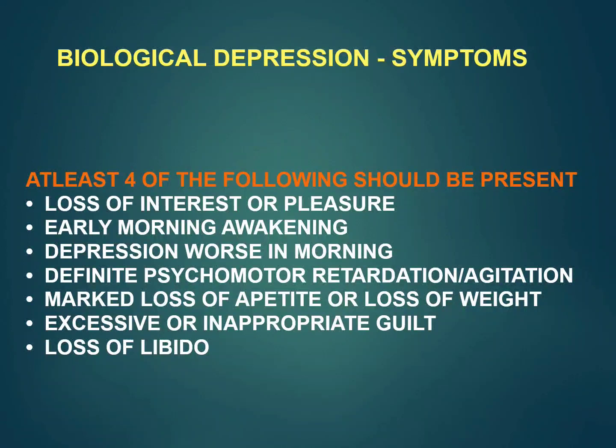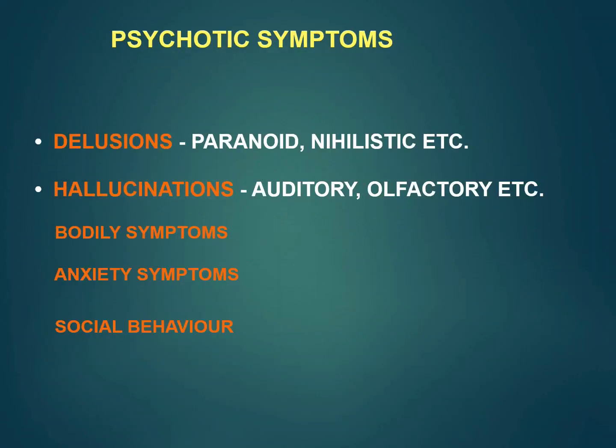The other type is reactive depression, when it is more related to the stresses or to the other affairs of the person in general, as we talked about earlier. With psychotic symptoms, it becomes a severe depression with psychotic symptoms, or psychotic depression. You can call it either way. And the psychotic symptoms are usually paranoid delusions or nihilistic delusions.